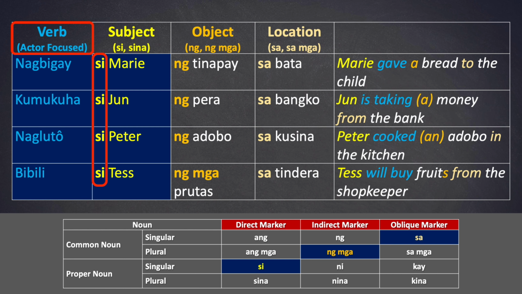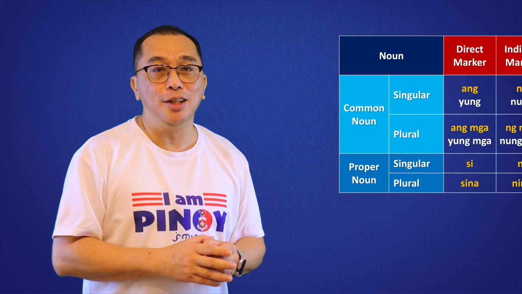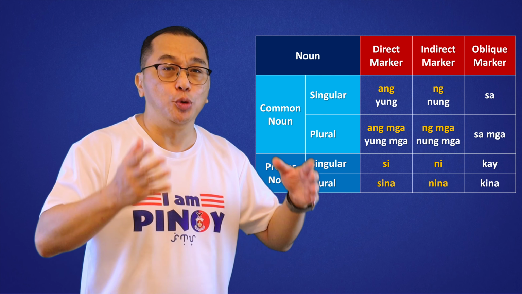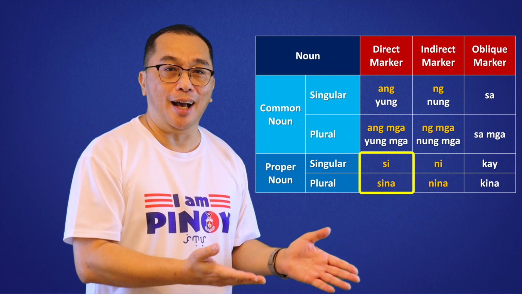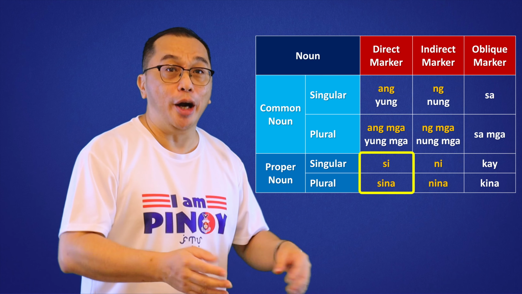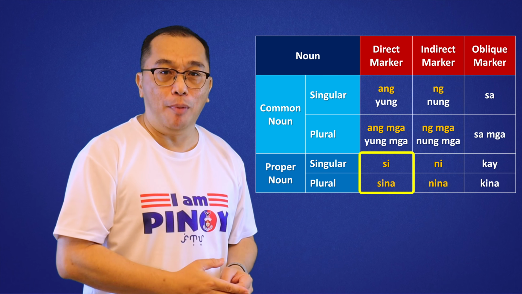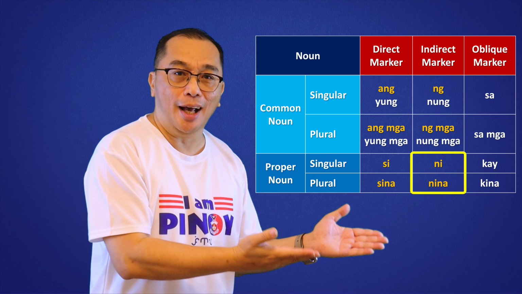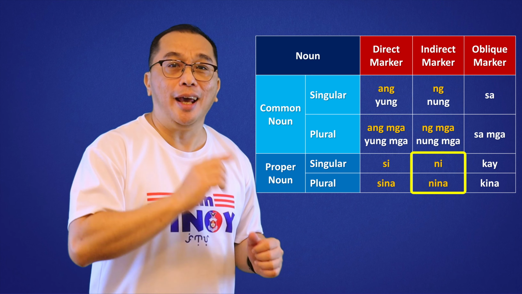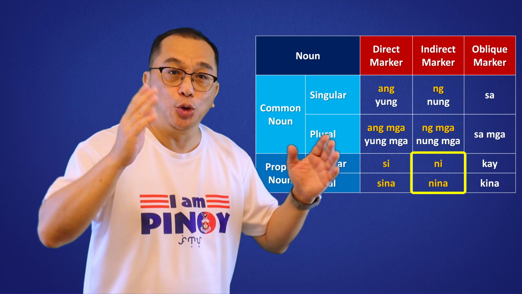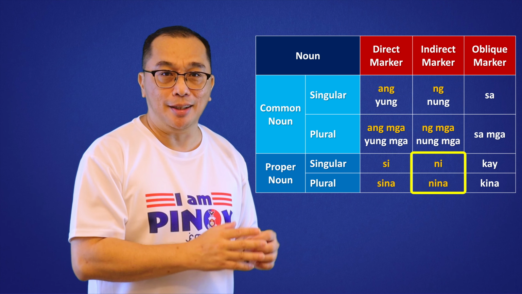With the direct markers si and sina, the verbs used are actor-focused verbs. On the other hand, object-focused verbs don't work with si and sina. Object-focused verbs work with the indirect markers ni and nina. That's why ni and nina can also be used to mark the subject of a sentence.